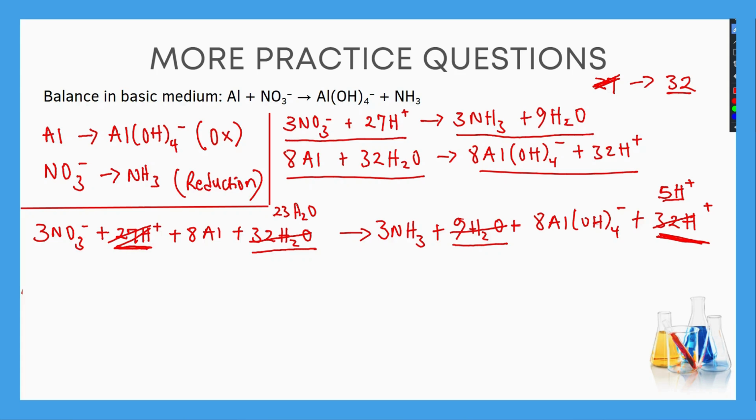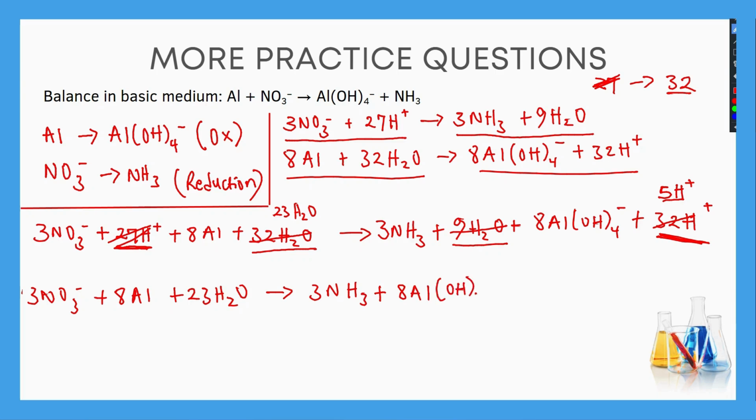So now our new equation becomes 3NO₃⁻ plus 8Al plus 23H₂O, or 23 water molecules, giving us 3NH₃ plus 8Al(OH)₄⁻ plus 5H⁺.